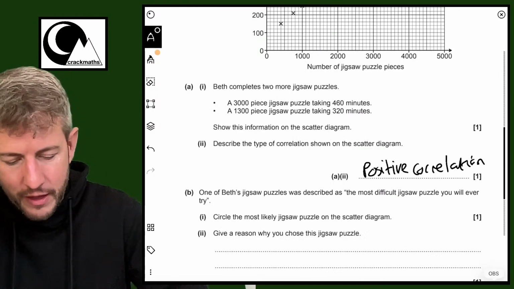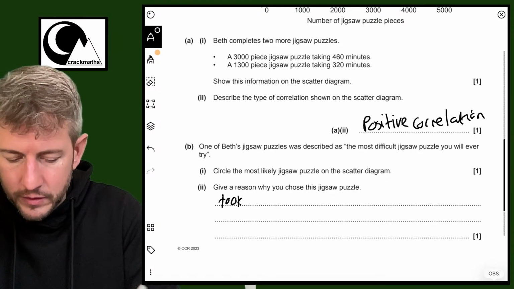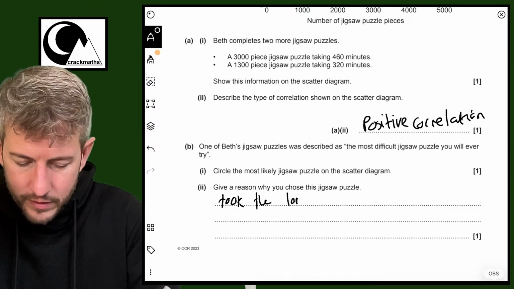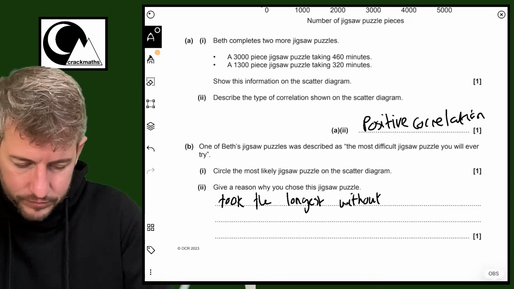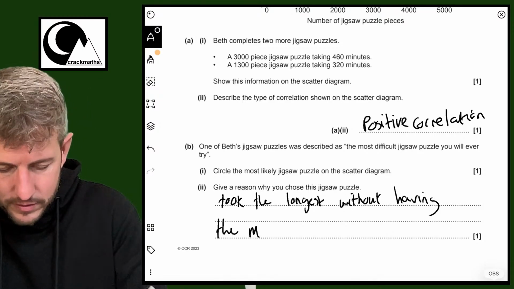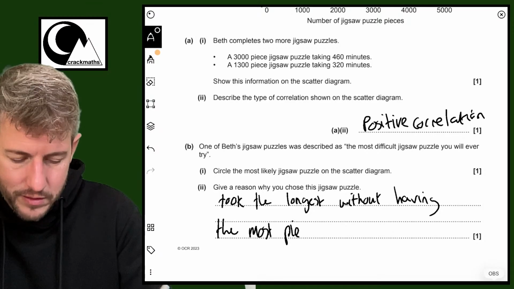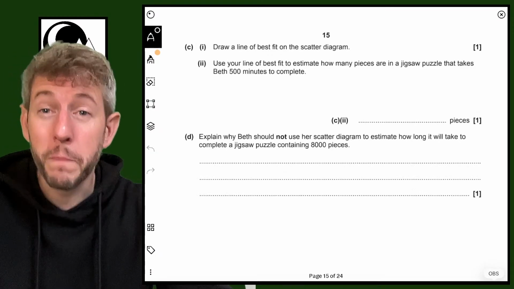Let's write that down there. So give your reason why. Took the longest without having the most pieces. Okay, great. Right, let's have a look at the next one.